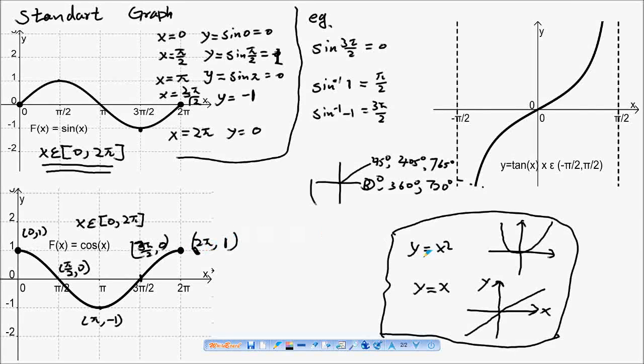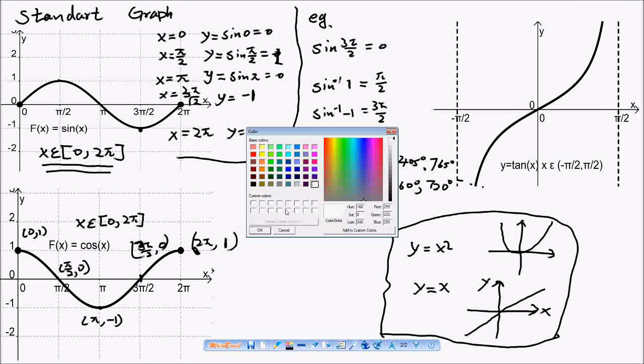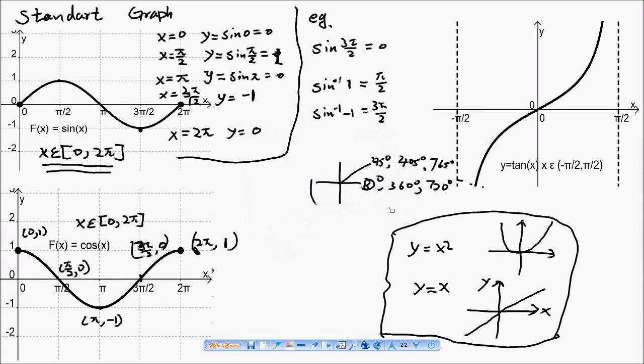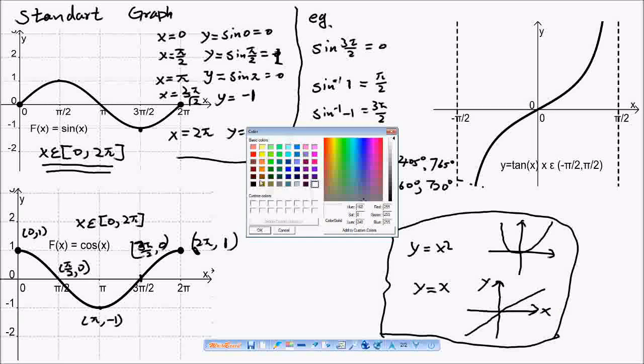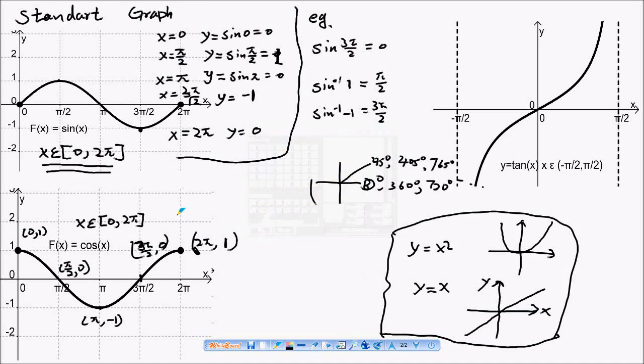The best way to draw the standard graph, well, I show you again in the next page, the easiest way to draw them by hand. And look at the tangent graph.